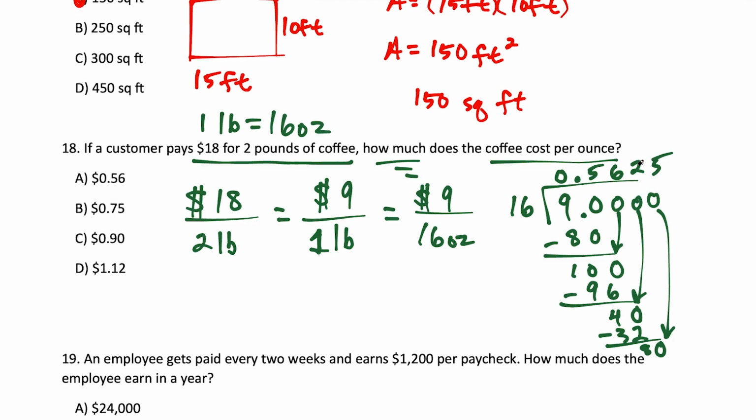But remember, we're talking about money here. So we only have to round to the hundredths place, 2 decimal places to the right. So we just look at the 6 over here, and we look to the right, it's a 2. So we could round this down to 56 cents. So we're going to say that the coffee costs 56 cents for 1 ounce. Okay, so 56 cents per ounce is going to match up with choice A.